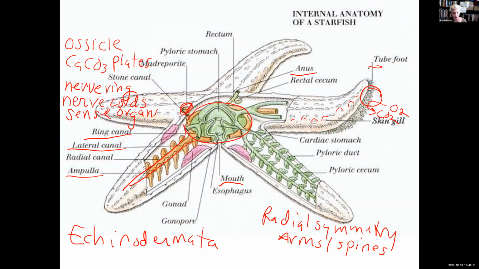They're able to push that water into those tube feet and extend them out and do basic body movements with them, including suction onto things. The habitat for echinoderms is they're all benthic marine organisms. So we're going to find them on the sea floor.